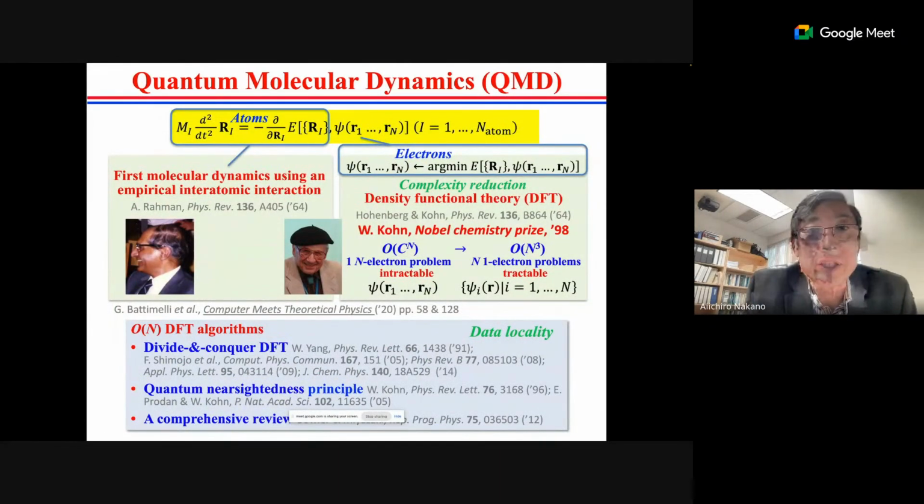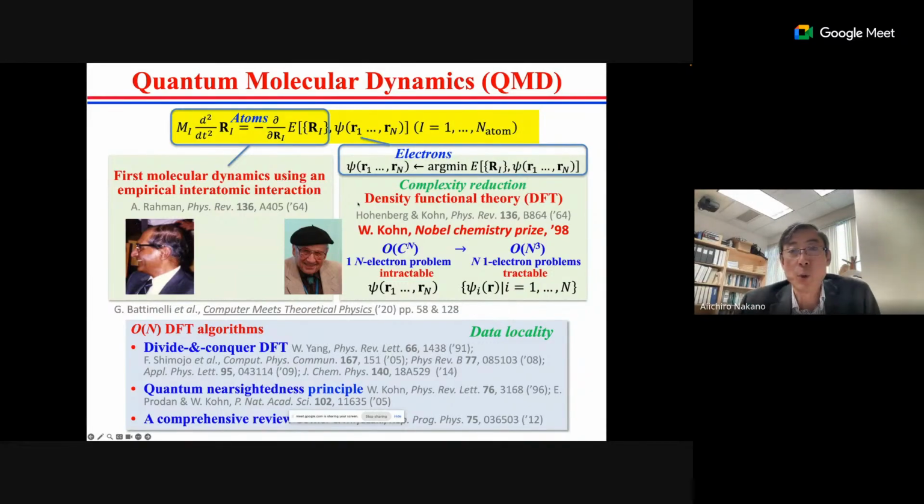But today, what I want to talk about is quantum molecular dynamics. Quantum molecular dynamics, or QMD, follows the trajectory of all the atoms, whereas the interatomic interaction is computed quantum mechanically from first principles. The most widely used quantum mechanical simulation method is called density functional theory, for which Walter Kohn received the 1998 Nobel Chemistry Prize. So in short, density functional theory reduced the exponential complexity of the quantum many-body problem to order N cubed by solving N number of one-electron problems self-consistently, instead of directly solving one N-electron problem, which is exponentially complex. So for computer scientists, this is a complexity reduction.